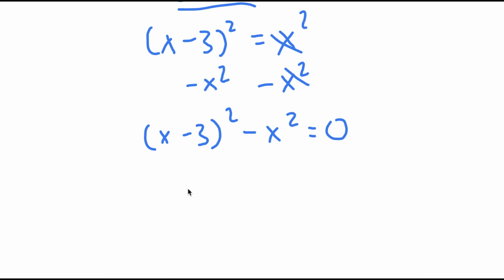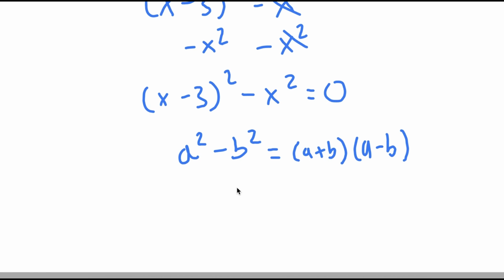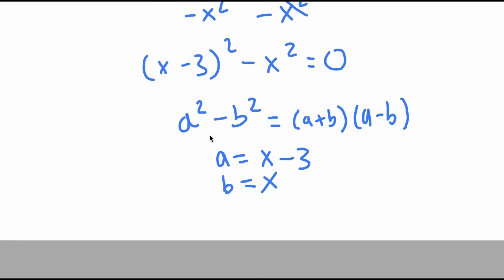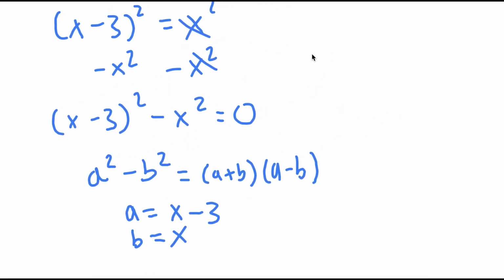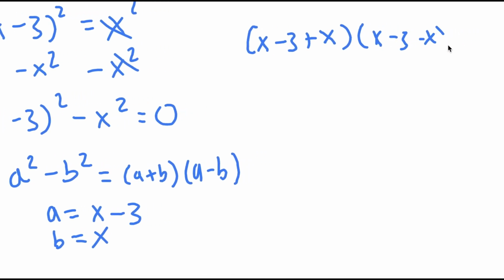Now, if I have something in the form a squared minus b squared, this is equal to a plus b times a minus b. So in this case, a is x minus 3 and b is x. So I have x minus 3 plus x times x minus 3 minus x, and this is equal to 0.